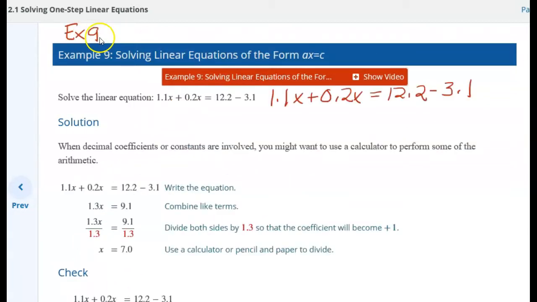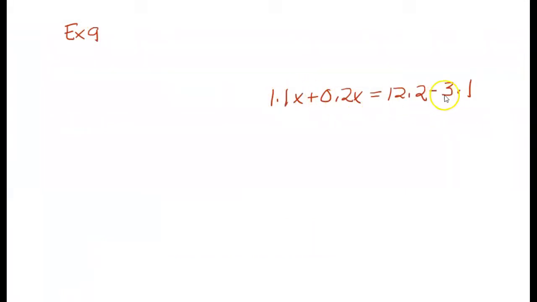In example 9 that you're going to include in your notes, we'll go to the whiteboard. This is what you want to write down. And again, you want to check that you've copied it carefully. We can do some grouping of like terms here. This will become a 1.3x when I add these together.